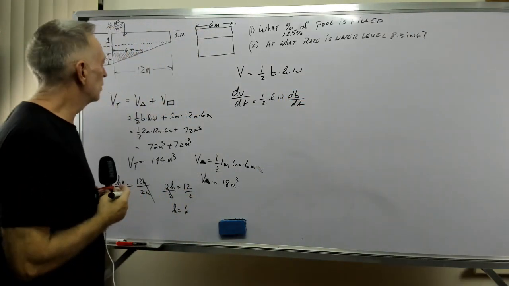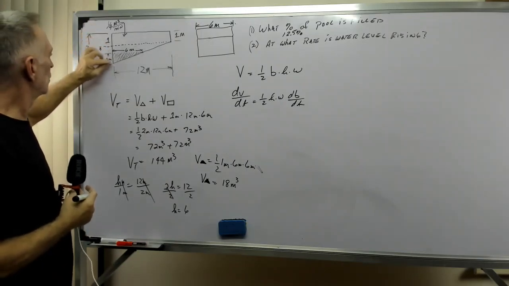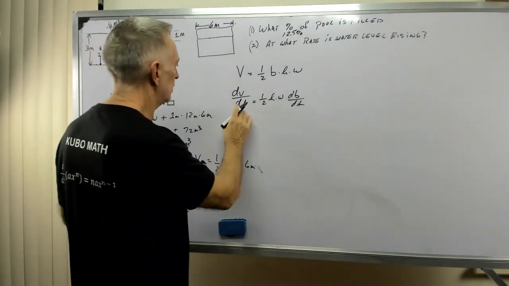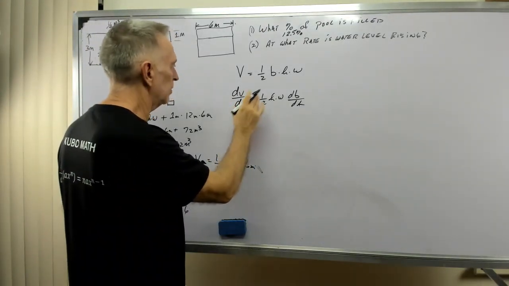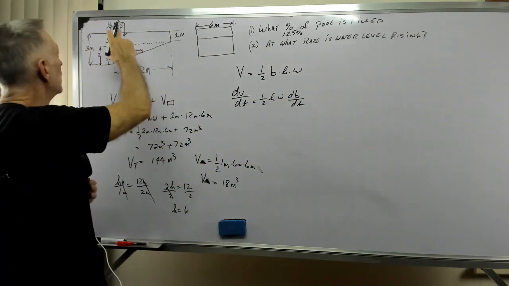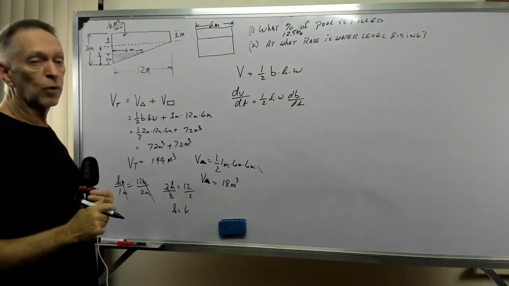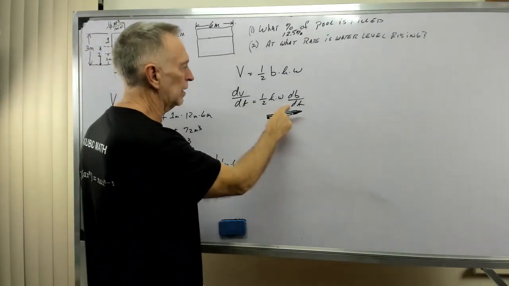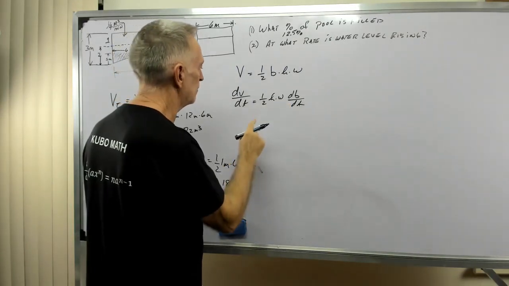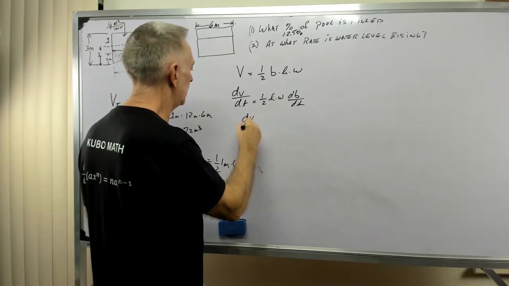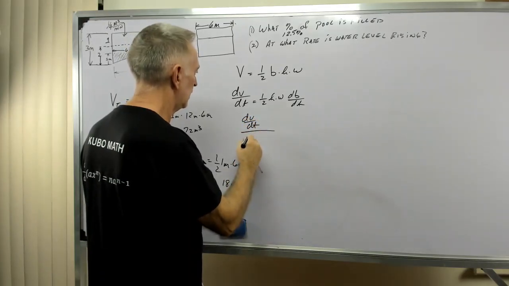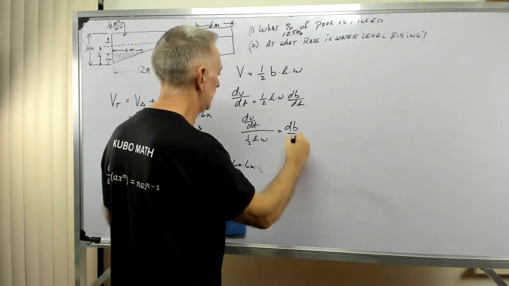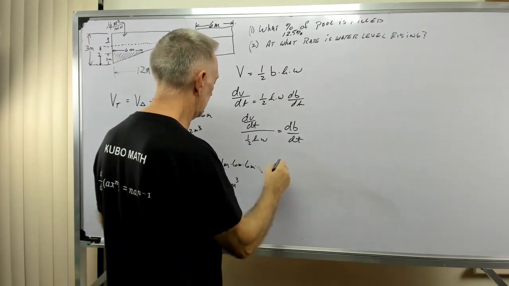The rate of change of this base is the rate at which the water is rising, with respect to the change of the volume. Now, we know the volume is changing at 1/4 cubic meter per minute. So we already know what this is. The only thing we don't know is dB dt. So dV dt divided by 1/2 H times W equals dB dt. Well, what does that equal here?